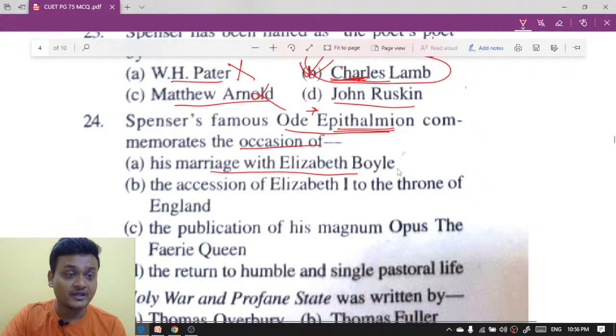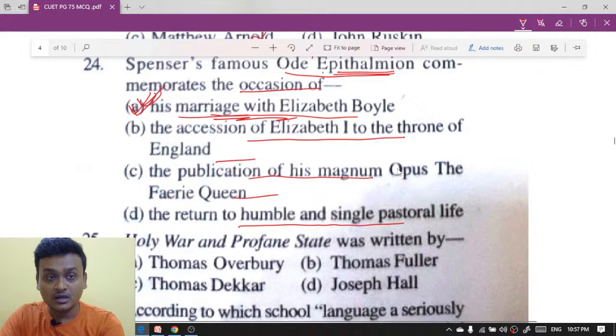So remember that Epithalamion begins with the letter E, and so does Elizabeth Boyle. So that's why there is a connection, E to E. You can remember this using this trick.